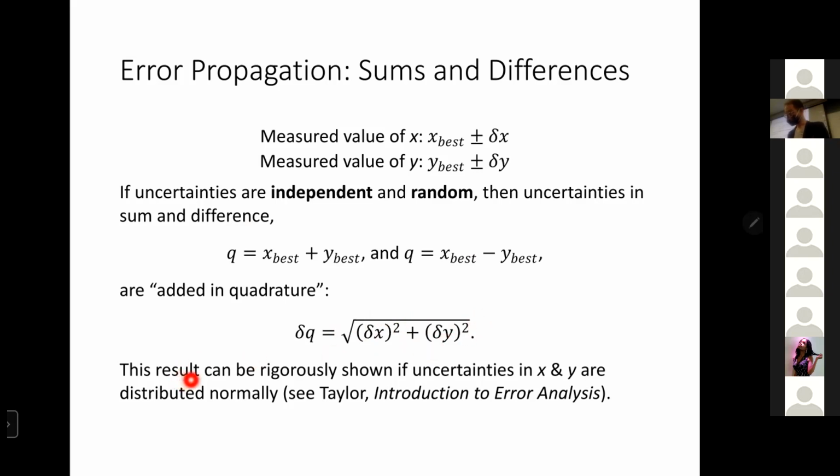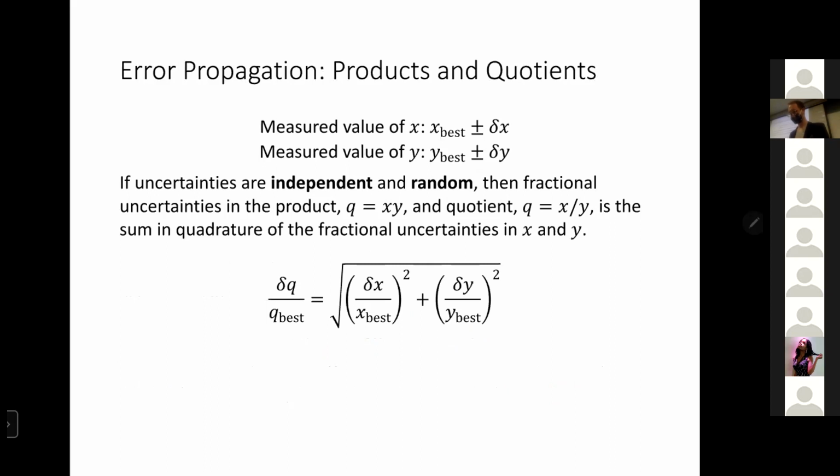Okay. And so that's if you have a sum or a difference between two measured values. That's how you would treat the error of the sum or difference. But what about if you want to take the product of two numbers that are measured, or the quotient of two numbers that have an uncertainty associated with them?